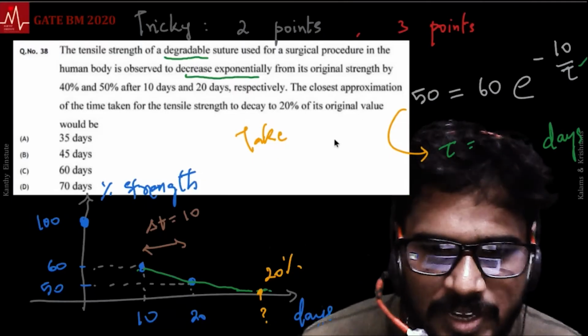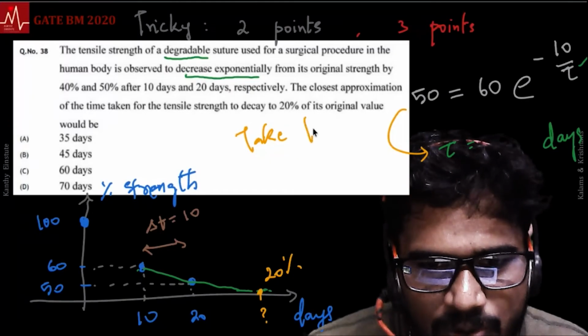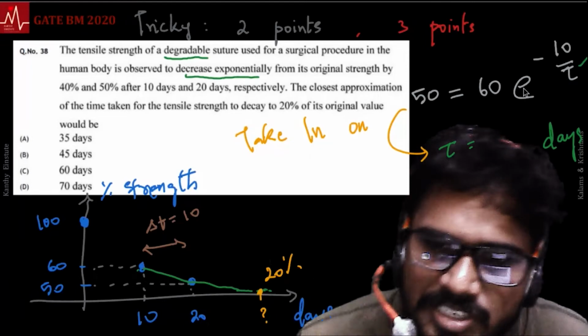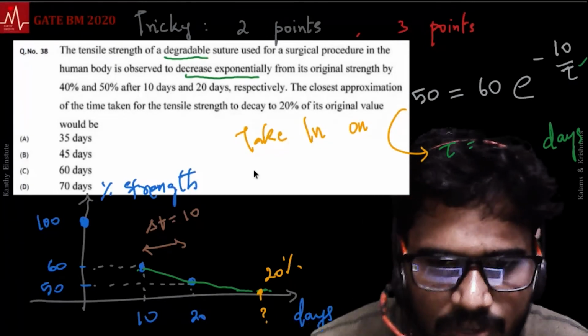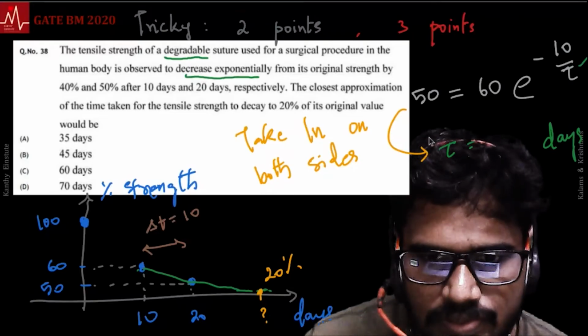Get it back to ground level by doing ln on both sides. I'm doing ln because this is e power. If it's 10 power, I'll be taking a log. Take ln on both sides. Get the value of tau. If you know the tau, notice does t.